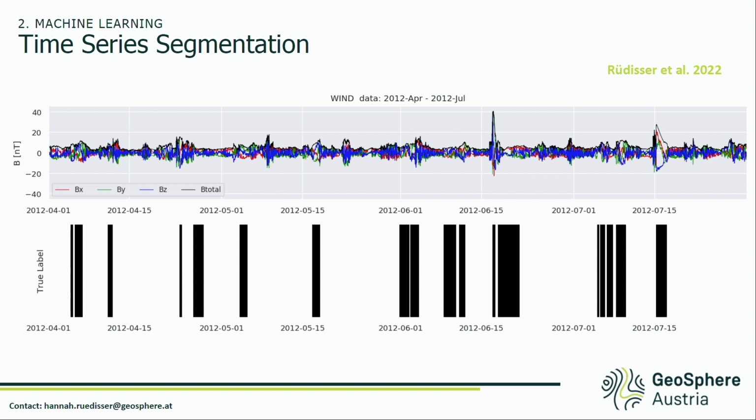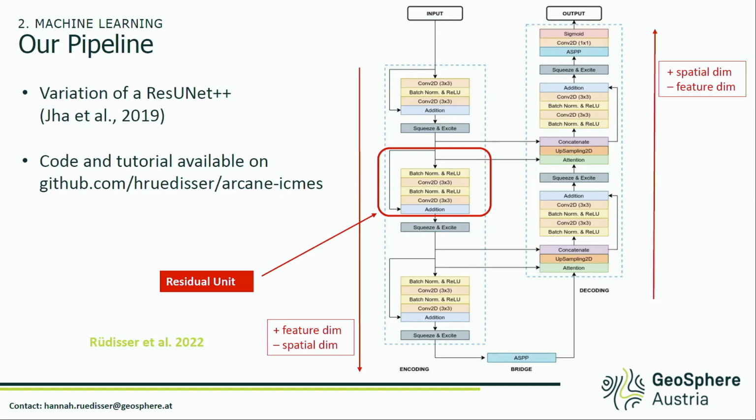As you can see here, the black bars indicate a CME, and the spaces in between are regions in time where no CME has taken place. Okay, so we did not use exactly UNet. We used a variation of a ResUNet++, which is a more advanced version of a UNet. Basically, the U shape stays the same. We still have an encoder and a decoder, but the simple convolutional units are replaced by residual units, which facilitates learning throughout the network and increases performance.